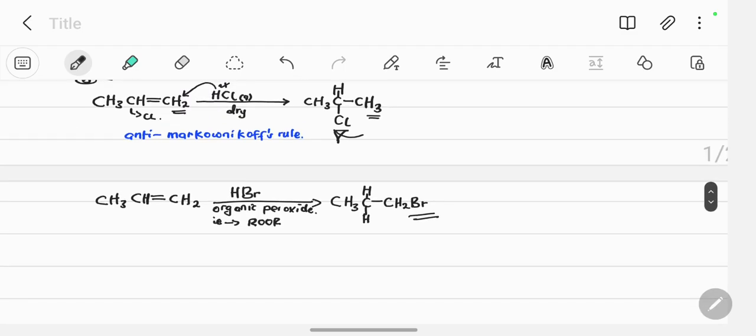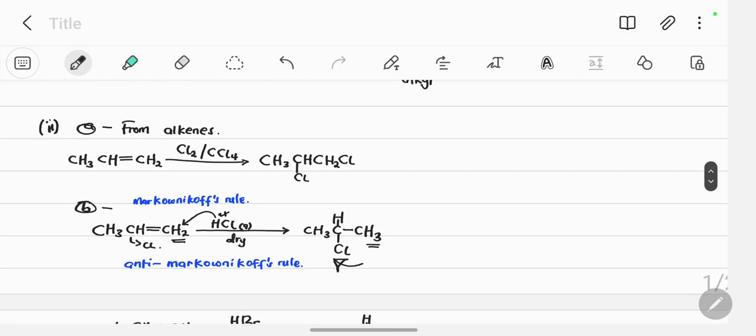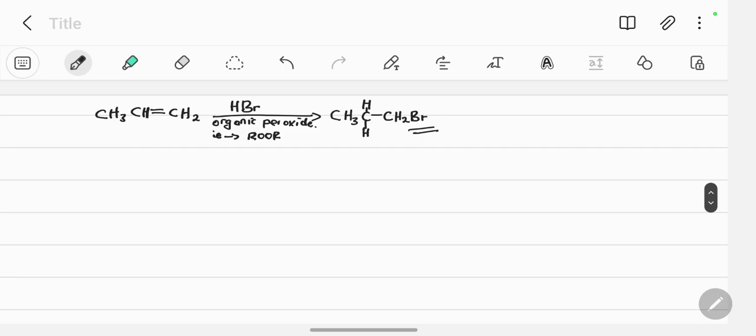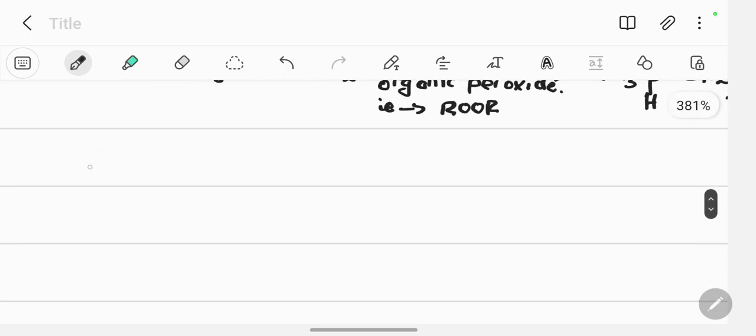So we move on to the next, which is our reaction three. So our reaction three is going to be from alkynes.